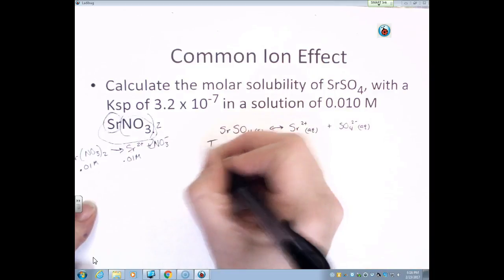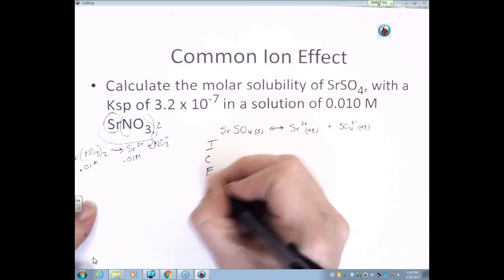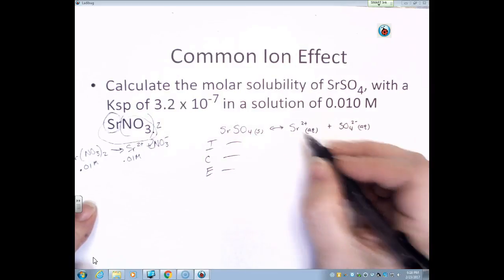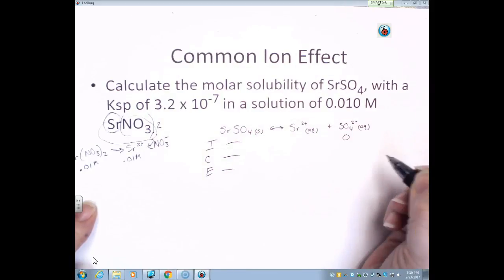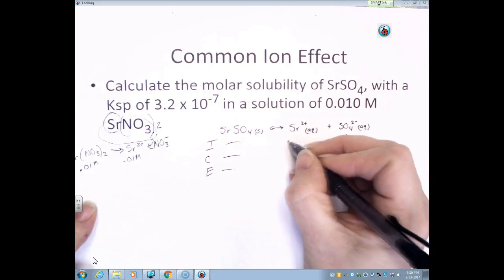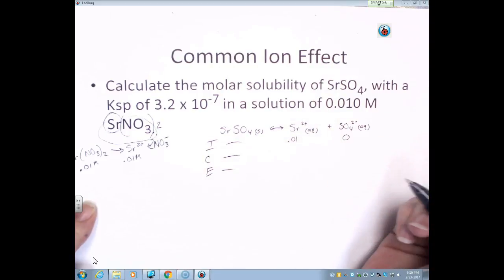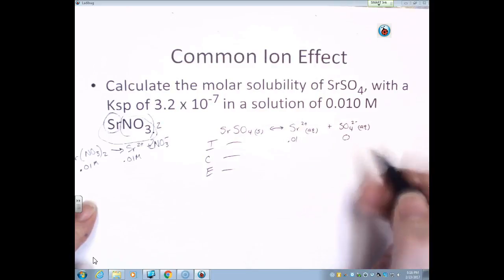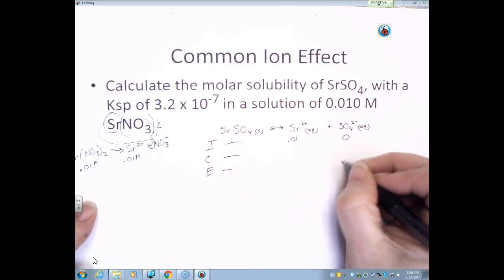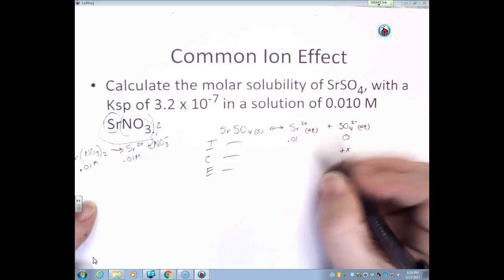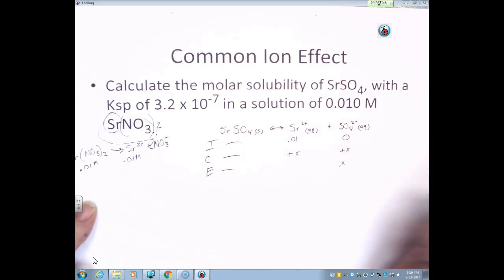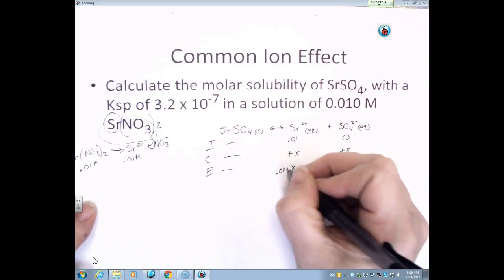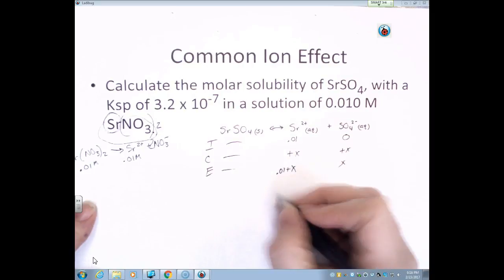So now I'll do my ice box. Don't have to worry about my solid, and I know at the beginning I'm going to have no sulfate ions, but I am going to have some strontium ions there. This is going to produce some ions. How much? I don't know. Let's call it X. And then we're just going to move our change around, and this is going to be 0.01 plus X. Same sort of situation.